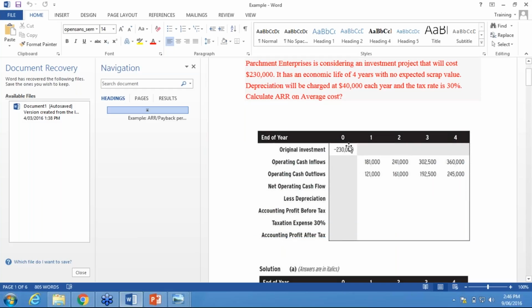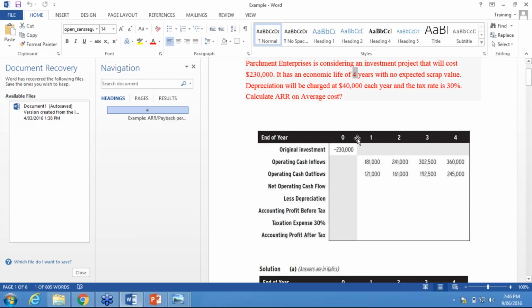Look, original investment. That means the company is considering an investment project that will cost 230,000. So 230,000 is your original investment. Of course, your project life is 4 years. It's just a prediction. And depreciation is 40,000 each year. And the tax rate has been given to you. Now look at this table that has been given to you.